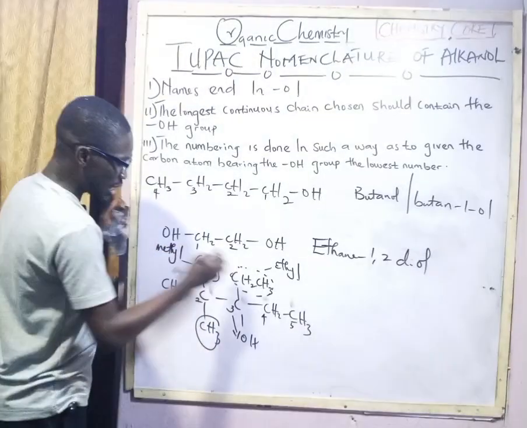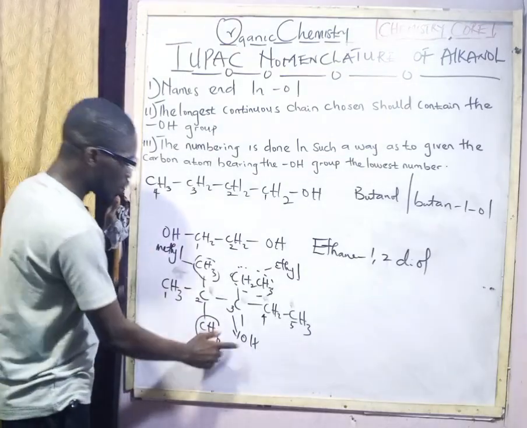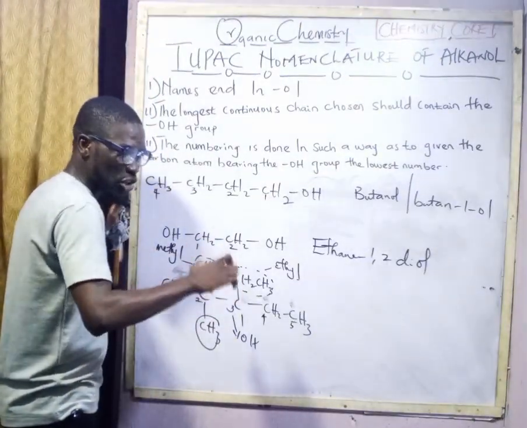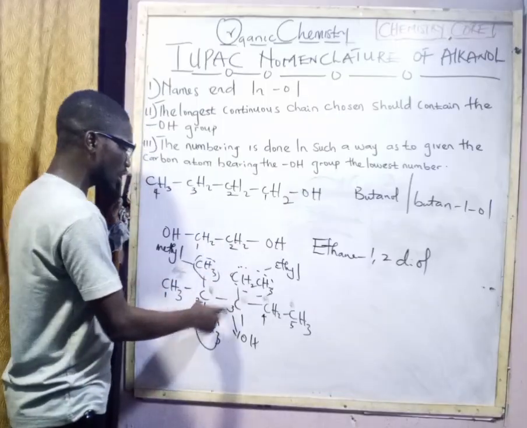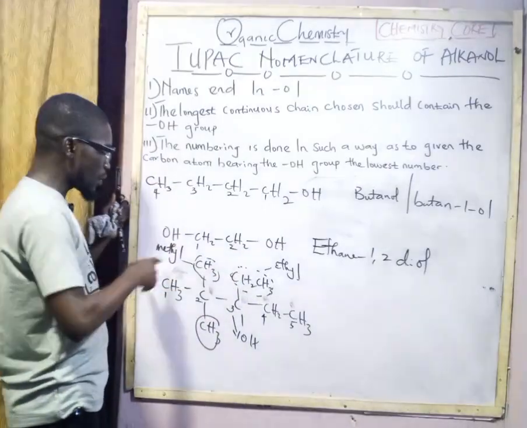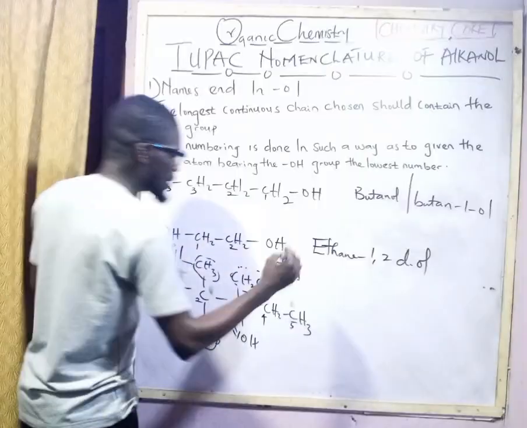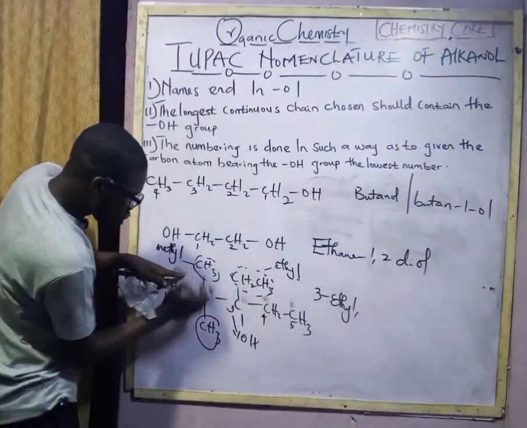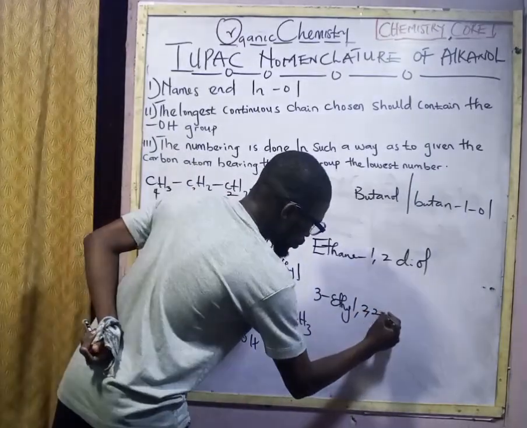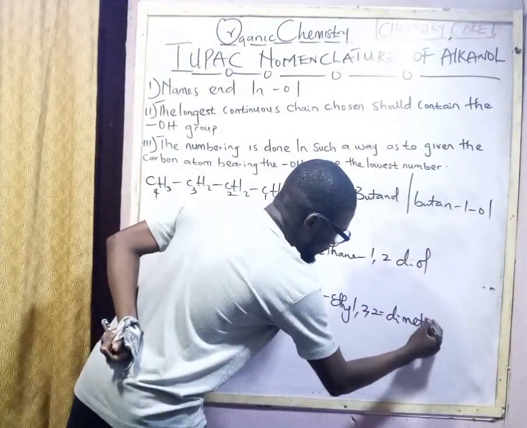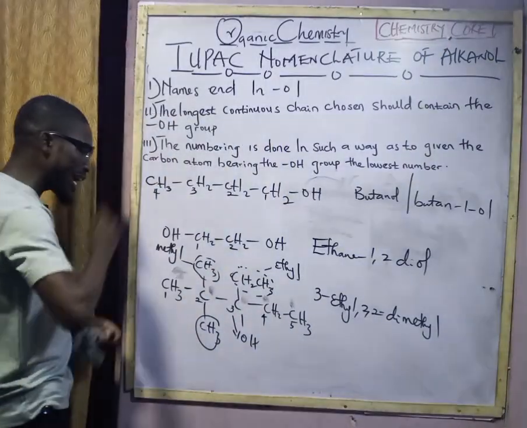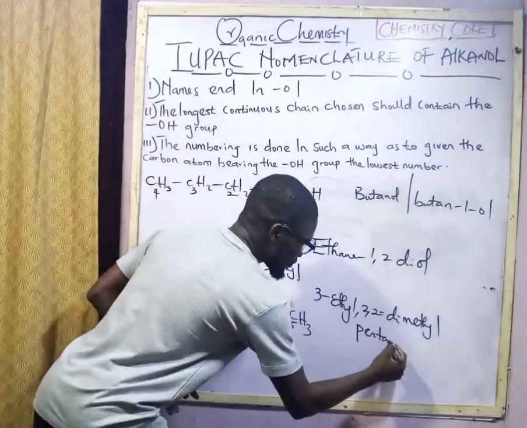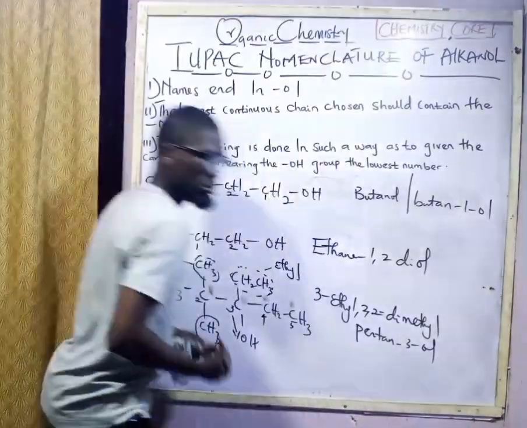So if you are to name this compound, don't forget your OH. I'm not saying the OH will come first, but the number attached to the functional group, which is that OH, is what? 3. So guys, E will always come before what? M, alphabetical order. So we have 3-ethyl. We have 2 here. This one gives us 2-dimethyl. The longest chain is what? 5, pent. So that will give us pentan-3-ol. Are you with me now?